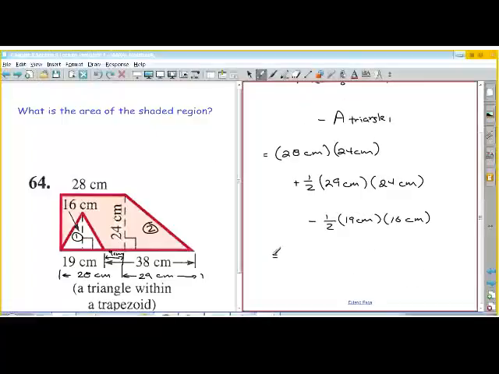And then we just do the math. So we get 28 times 24, the area of the rectangle, plus the area of the triangle that's shaded in, and then we're going to subtract the area of the white triangle, which is what we're taking out of it, 0.5 times 19 times 16. And so the total area is 868 centimeters squared.